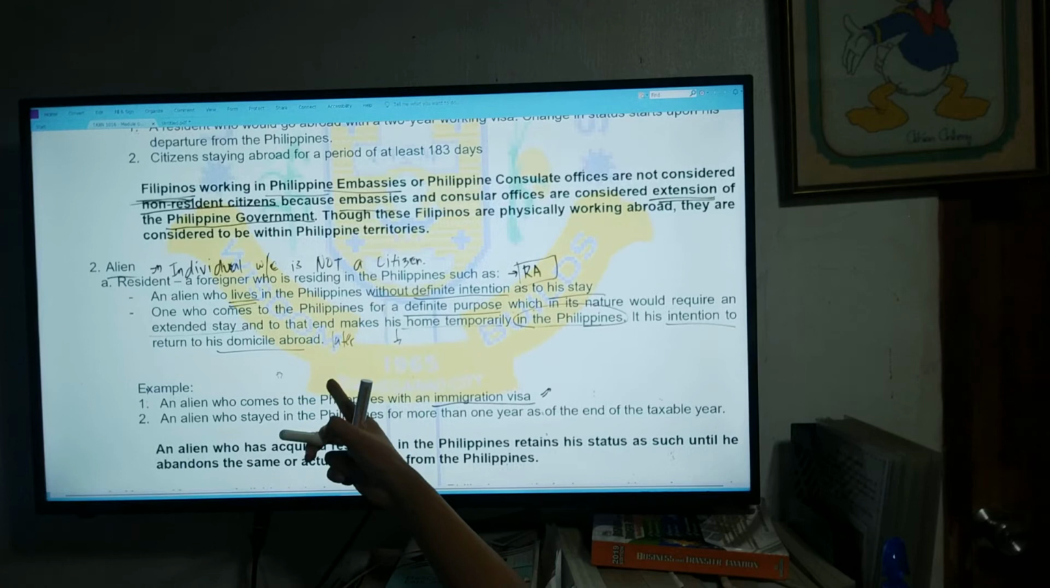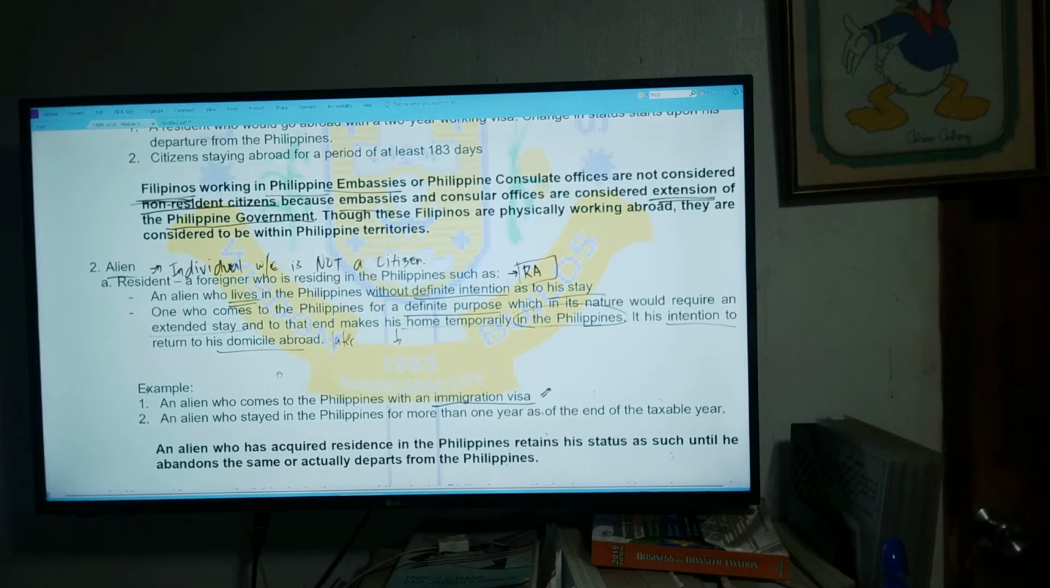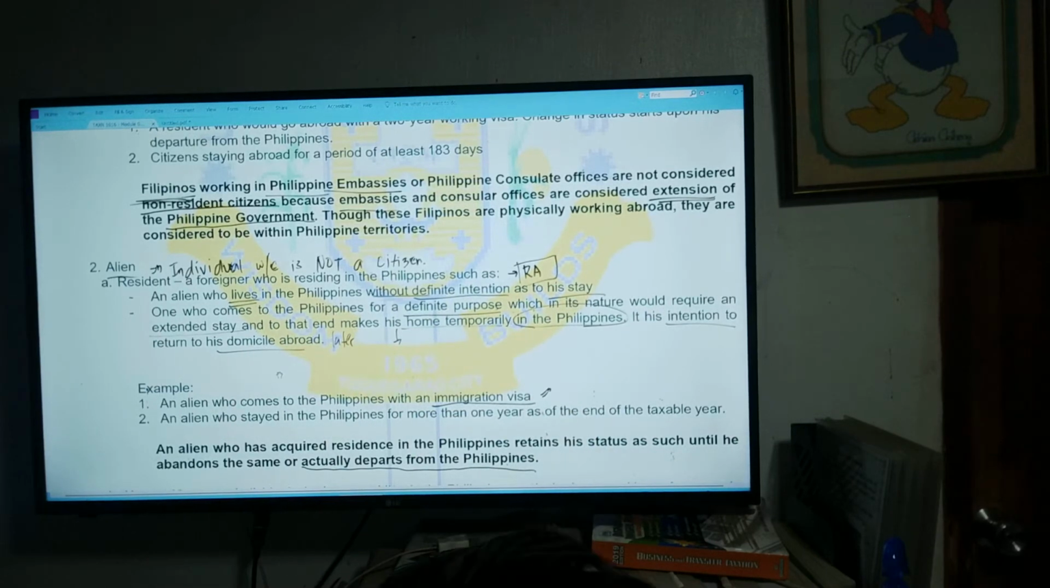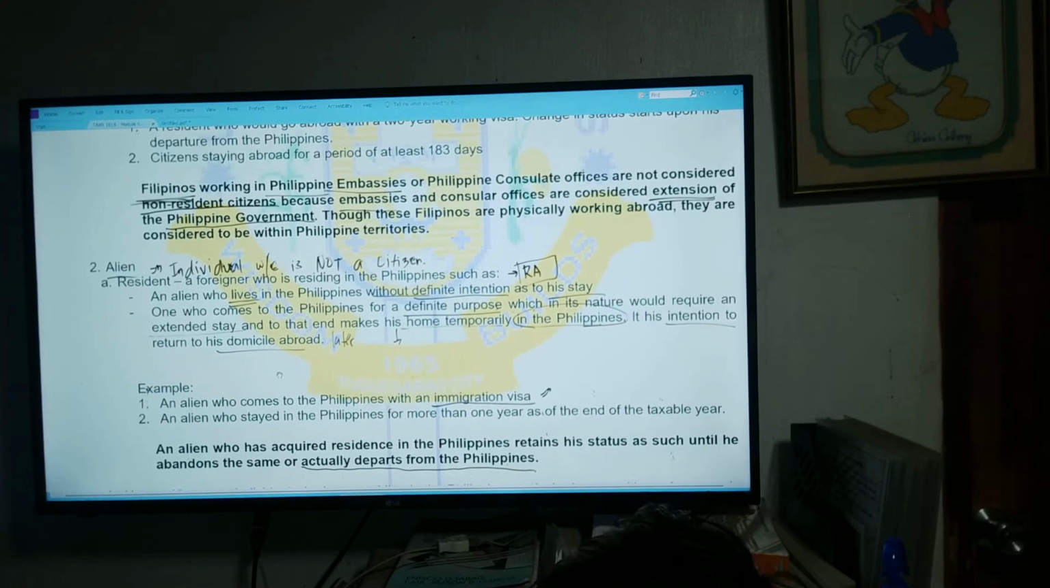Or, if without any intentions at all, makikita mong more than 1 year na siyang nakatira dito sa Pilipinas. Without any intention at all, kapag after 1 year, they are actually regarded to be resident aliens already. At kailan lang nawawala yung status mo as a resident alien? Once you depart from the Philippines. So, the moment umalis ka ng Pilipinas, you will be stripped off of that resident alien status, at magiging isang non-resident alien ka na.